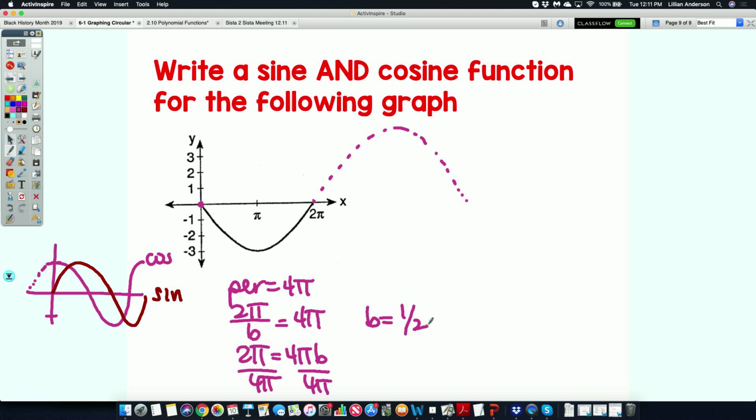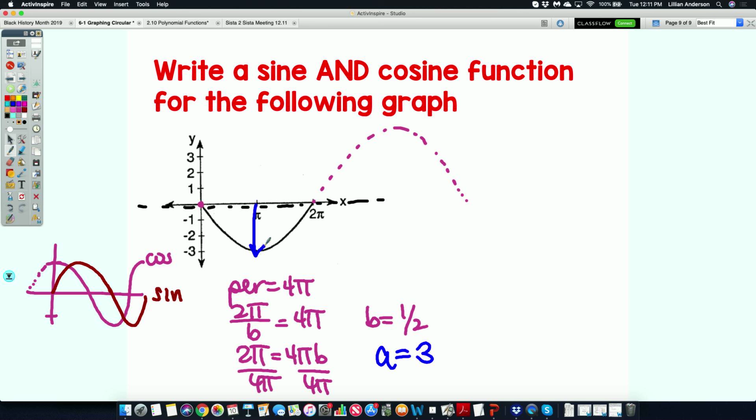What's my amplitude? 3. Your amplitude is 3. Did this graph get shifted up at all? No. Or down? It didn't. My midline is sitting right there at my x-axis. So that distance is 3.